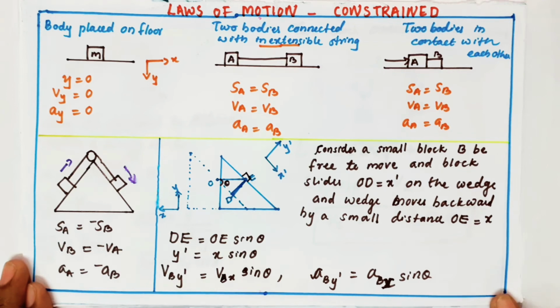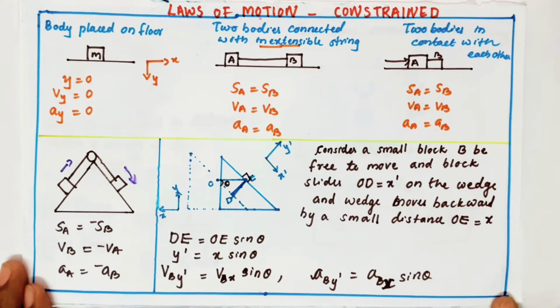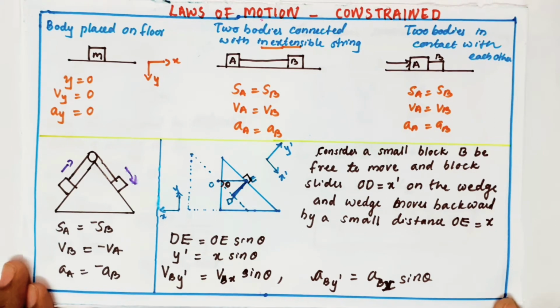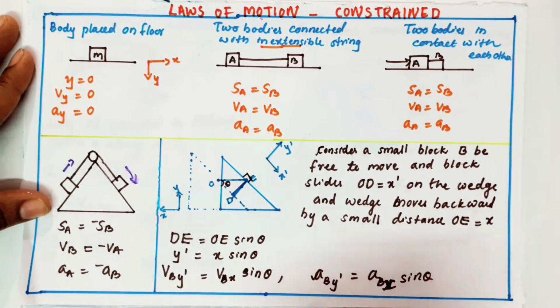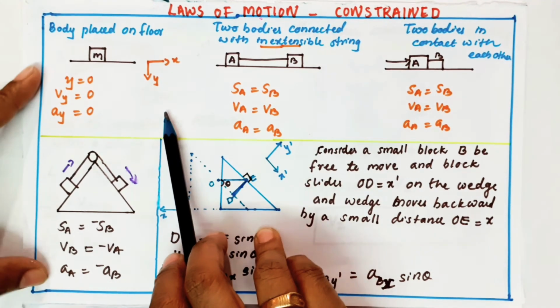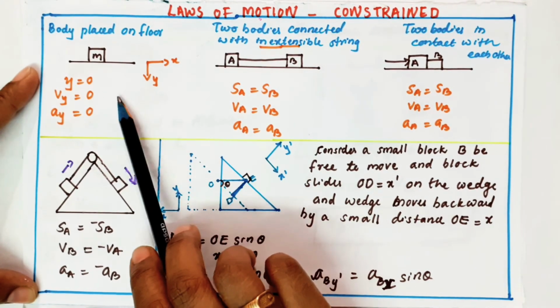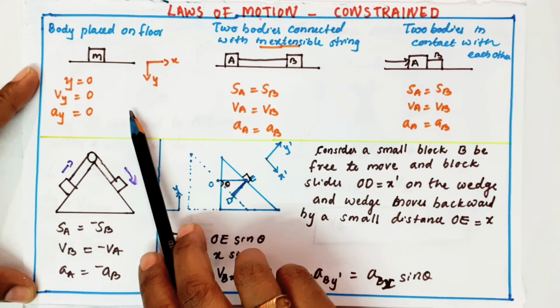This is the continuation of quick revision of laws of motion. In this video, I am discussing a few important topics of laws of motion, that is the continuation of the previous topic, and some numericals based on this. See, on the first page I have given the diagram of constrained motion.